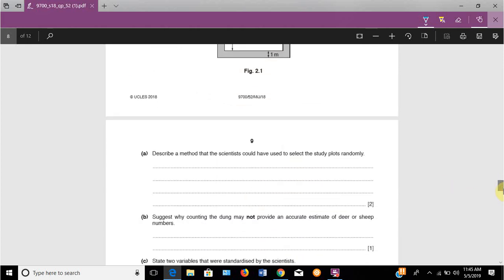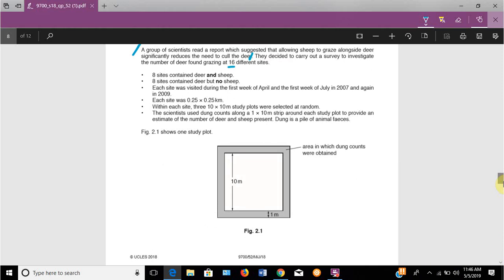Now, how could the students have selected the study plots randomly? This is actually something that is written in the more popular books: the use of a number generator or some sort of an app to give out random coordinates which could be demarcated. Easy 2 marks.